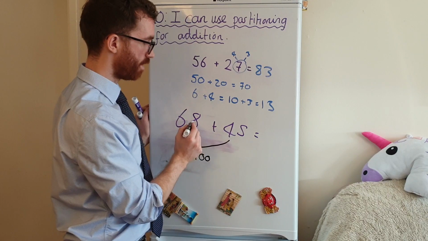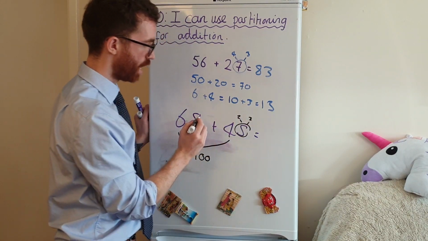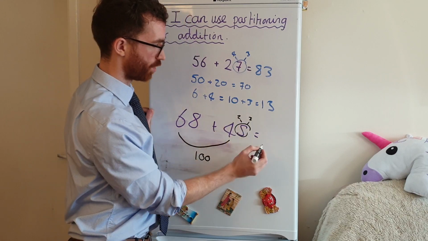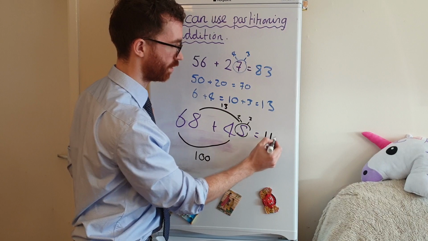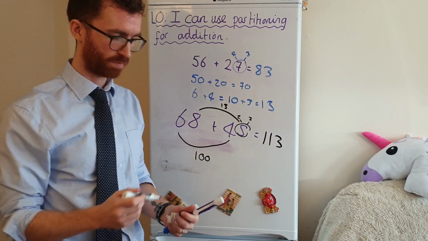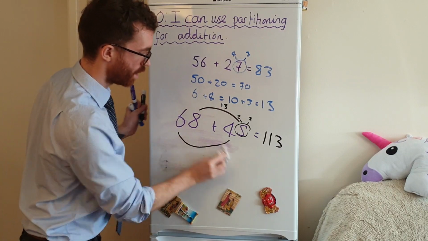Now I've got 8 and 5. Number bond for 8 is 2, so I'm going to turn that into a 2 and a 3. 8 add 2 is 10, add 3 is 13. 100 add 13 is 113. Okay? I'm hoping that you got answers similar to that. Let's have a go now.